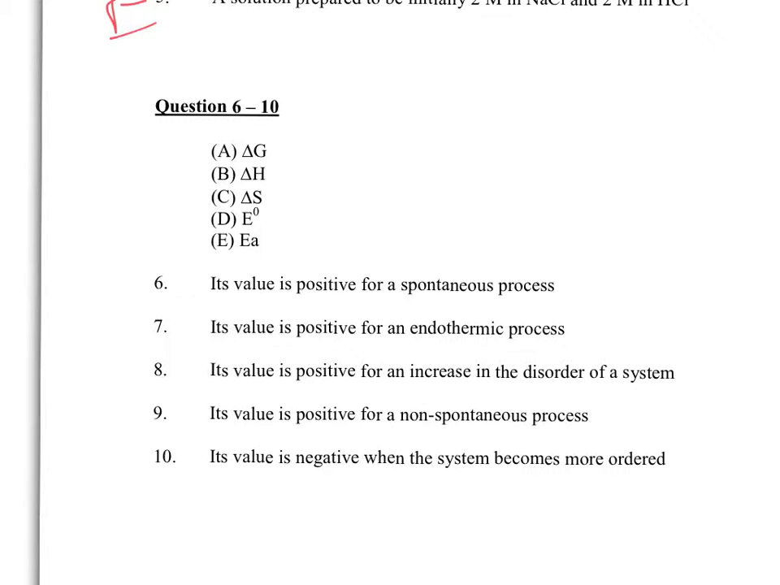To her I won't. All right, it is positive for a spontaneous process. What are the only 3 things that tell you if it's spontaneous or not? Which one's positive for spontaneous? What? Well, I mean, like, E naught. Thank you. What letter choice? Letter choice D. Okay, that one's kind of tricky.